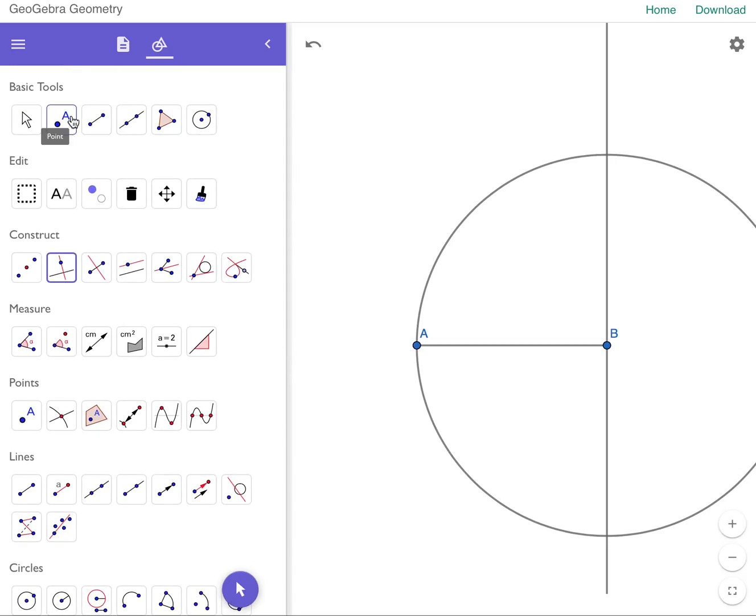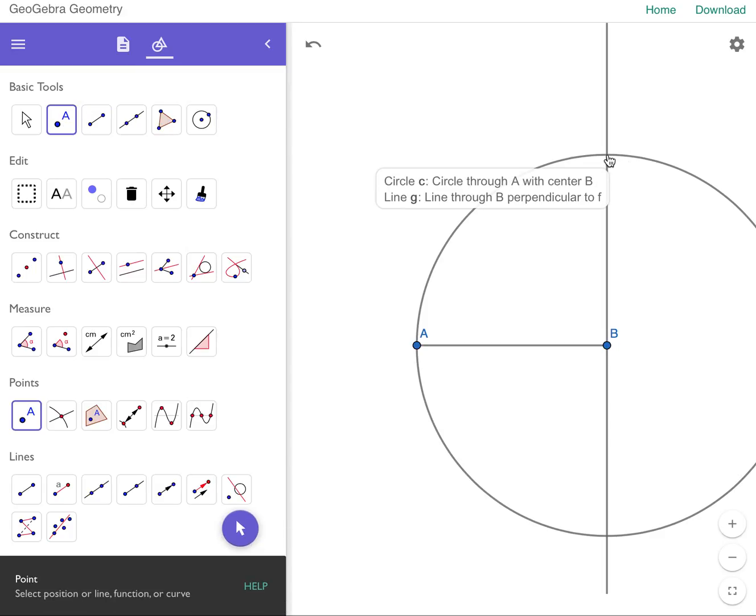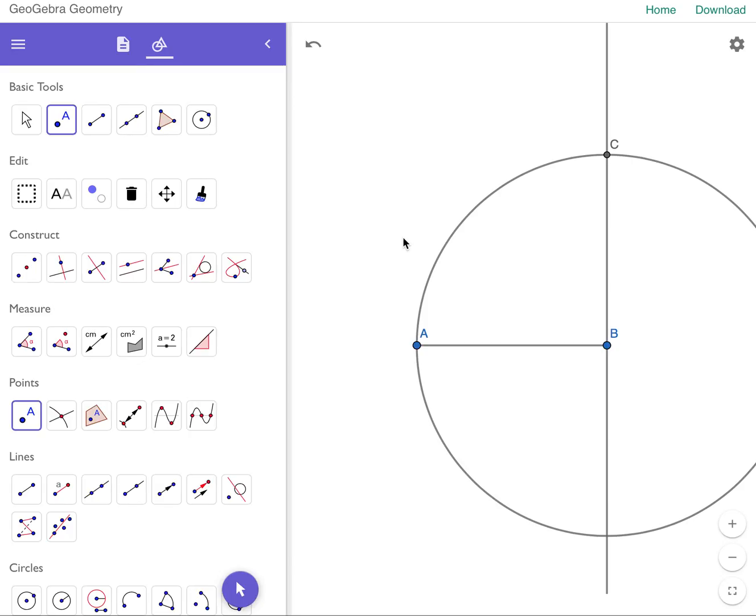Now, since I don't really want to name both of these points here and here, we're not going to use the intersect tool. We're just going to use this point tool. And notice that it says circle C and line G is going to be the point of intersection when I hover. So I'm going to call that point C.